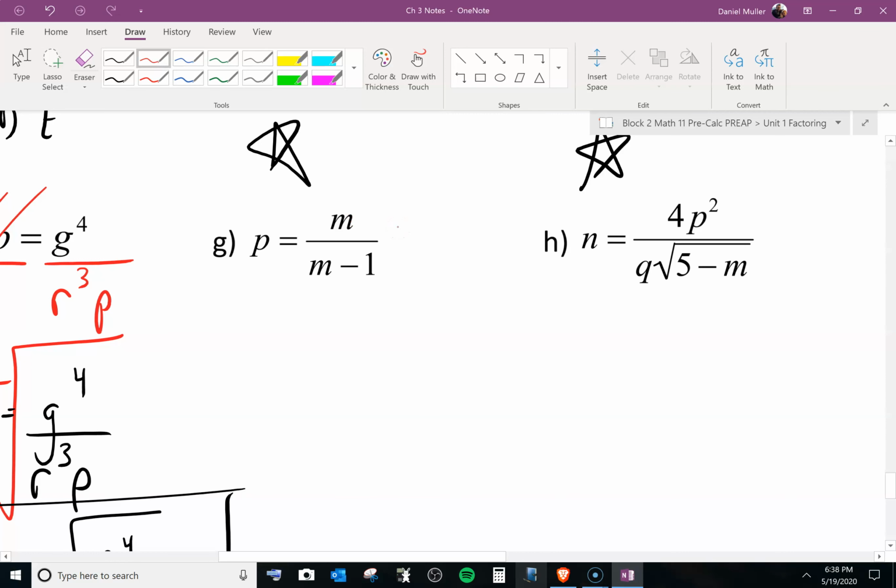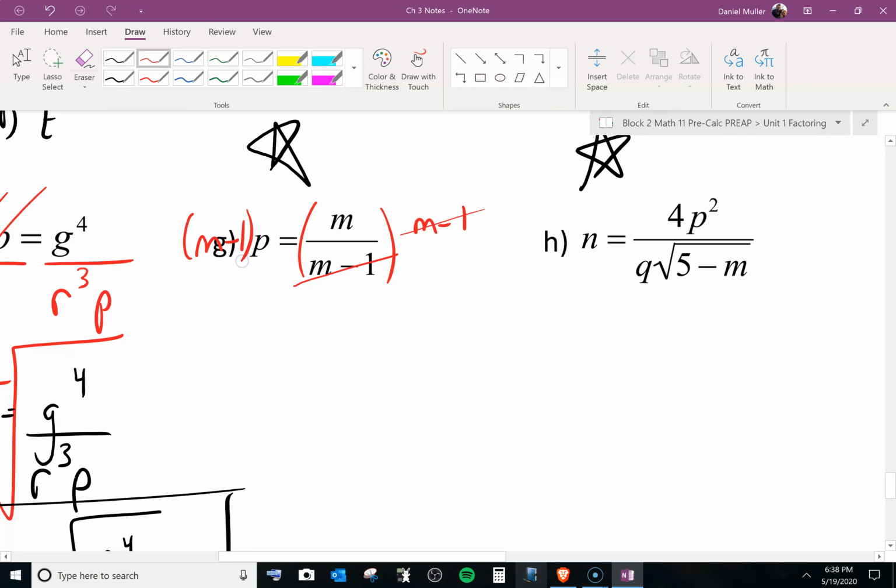So what we need to do is get the m's on the numerator. I'm tired of the denominator. So what we want to do is get rid of the denominator and then get the m's together on one side. So first thing I need to do is get rid of the denominator. M minus 1 times m minus 1. Now they're gone. But I've got to do that on this side.